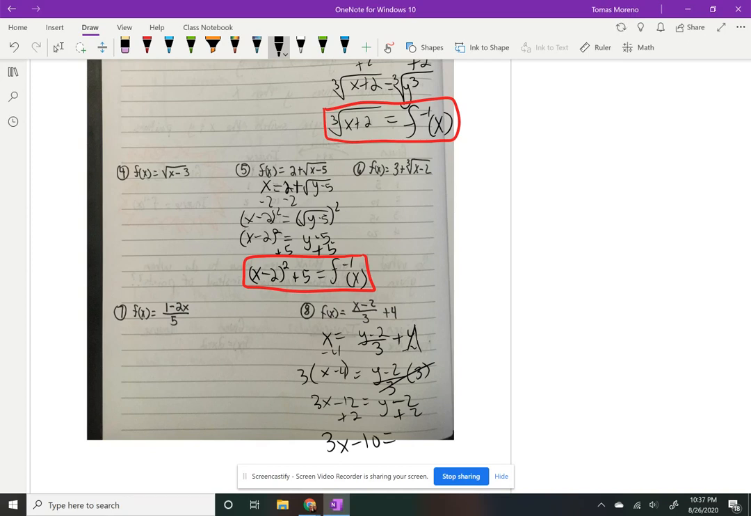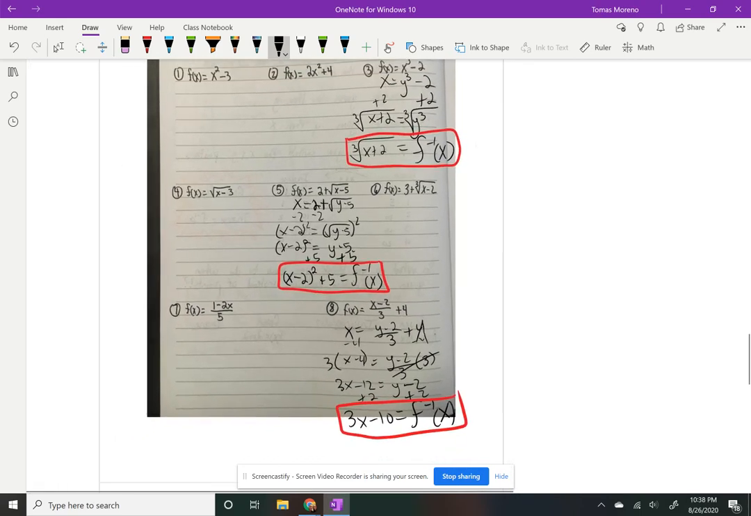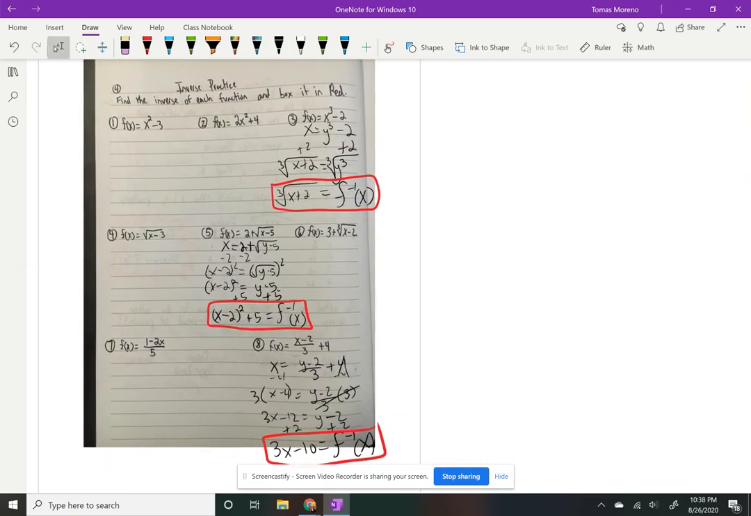Do I write y? No, I do not. I write f to the negative 1 of x. Remember, that's my inverse, so I have to denote it that way. Whoops, I forgot my parentheses. Okay, so what I want you guys to do right now is practice 1, 2, 4, 6, and 7. Pause the video, try them out. I know my handwriting is not great, but I'm trying my best, guys. Press pause, follow the steps. If you have any issues or problems, we could go over some of these the next class meeting.